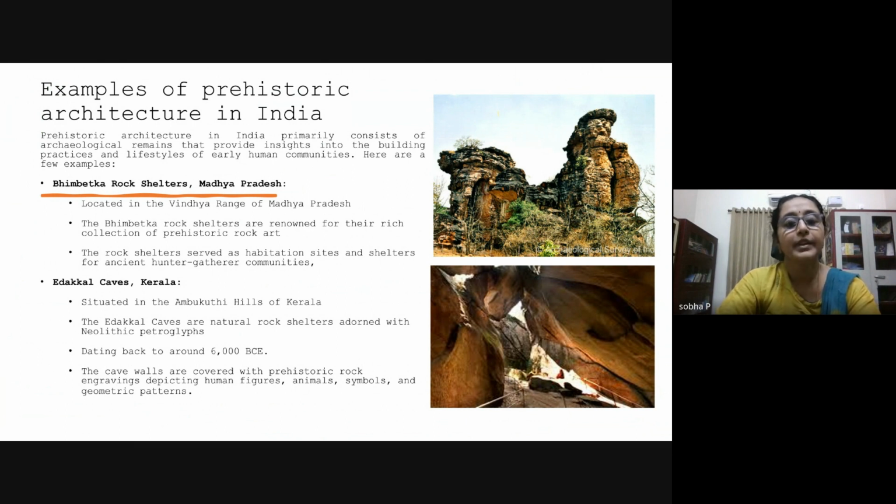The same goes for the Edakkal caves, which date back to 6000 BCE, and petroglyphs. Even now we are able to see sculptures carved out of stone, and also other symbols, human figures and animals. They were all seen, covered with the rock engravings that can be seen in the Edakkal caves, Kerala.